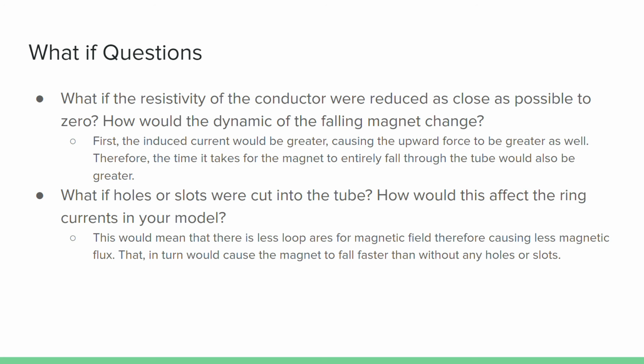The next question: what if holes or slots were cut into the tube? How would this affect the ring currents in your model? This would mean that there are fewer loop areas for the magnetic field, therefore causing less magnetic flux. That, in turn, would cause the magnet to fall faster than without any holes or slots.